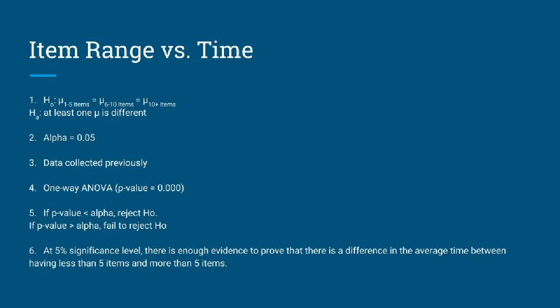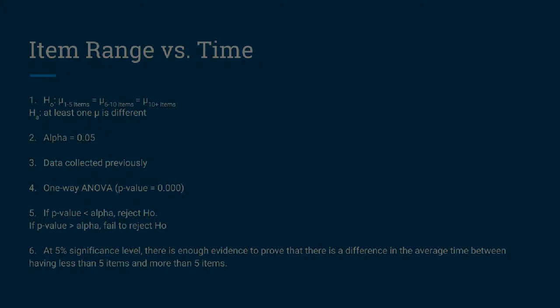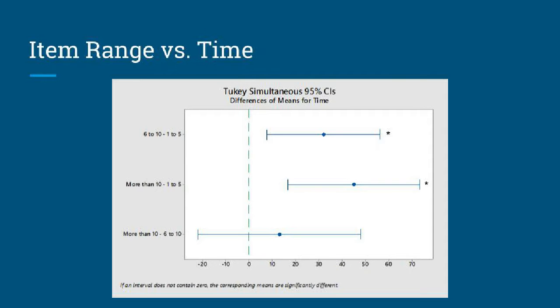Our null hypothesis is that the average payment time for people purchasing 1 to 5 items is the same as the average payment time for people buying 6 to 10 items or 10 items or more. Our alternative hypothesis is that at least one of the average payment times for number of items is different. At a 5% significance level, there is enough evidence to prove that there is a difference in the average time between purchasing less than 5 items and more than 5 items.